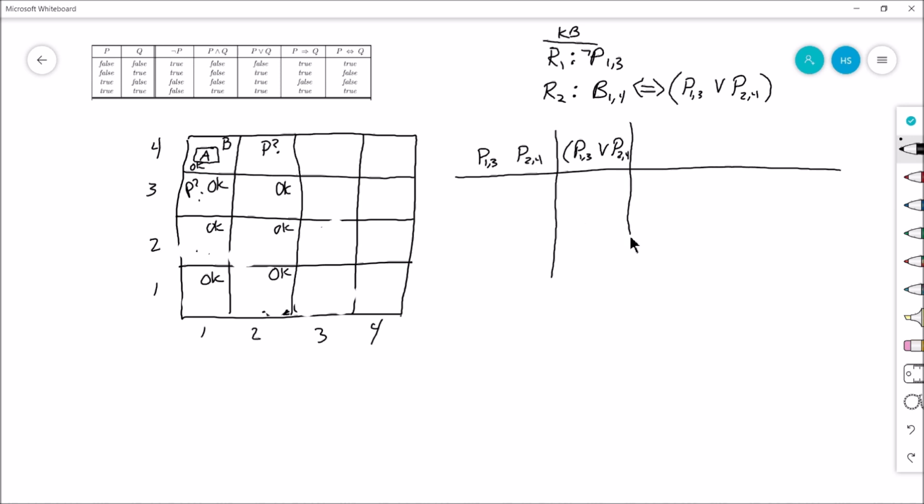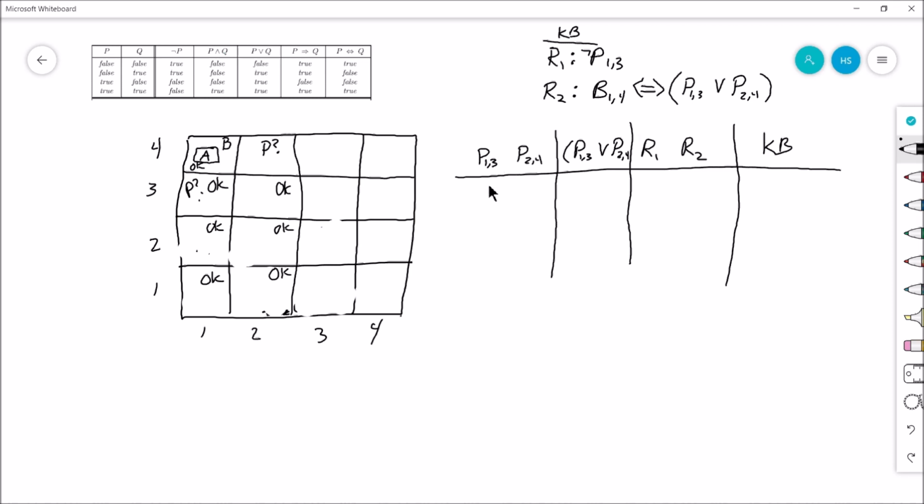So I'm not making a variable for B14 because I know that's true. I sensed it, right? So that's not going to change as I'm going through and trying to determine whether or not there's a pit in 2-4, right? So I would be writing T in that, for every row in that column. Okay, so in order for my knowledge base to be true, remember that both R1 and R2, all of your sentences that are in that knowledge base, have to be true. They have to be satisfied. Okay, so let's go through.